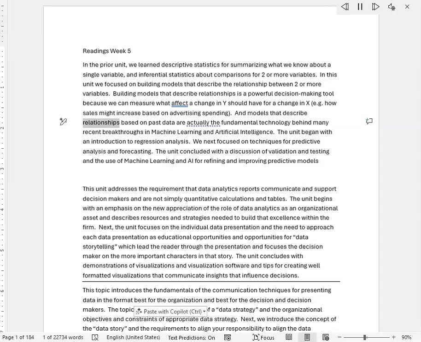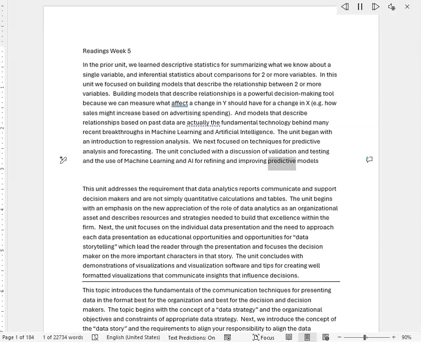And models that describe relationships based on past data are actually the fundamental technology behind many recent breakthroughs in machine learning and artificial intelligence. The unit began with an introduction to regression analysis. We next focused on techniques for predictive analysis and forecasting. The unit concluded with a discussion of validation and testing and the use of machine learning and AI for refining and improving predictive models.